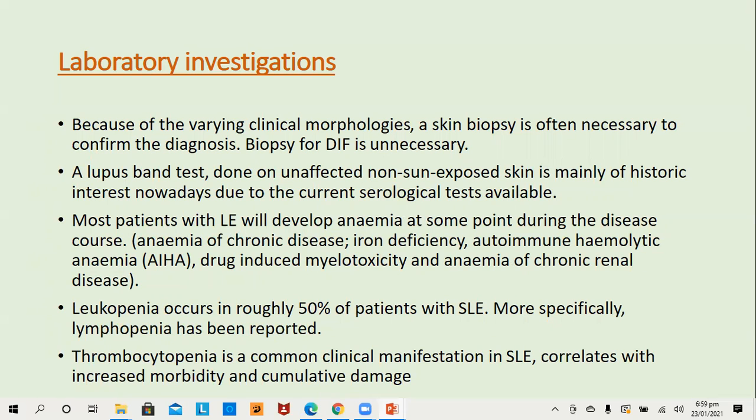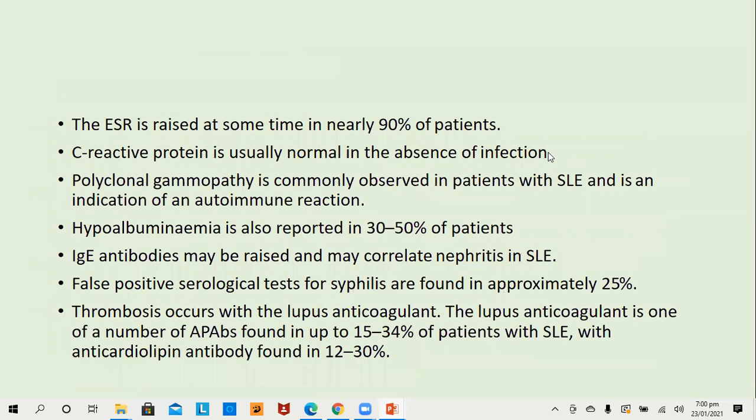Leukopenia occurs in 50% of patients with SLE. More specifically, lymphopenia is reported. Thrombocytopenia is a common clinical manifestation and correlates with increased mortality and cumulative damage. Anemia, leukopenia, and thrombocytopenia, all three are included in the diagnostic criteria of SLE.